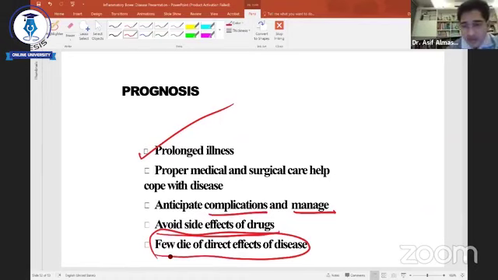So in case of Crohn's disease, it's very important that you do an early diagnosis, prevent complications, maintain remission, and keep the patient under surveillance, because there is always a chance, a rare chance, that this patient may have malignancy in the long term. So keep them under surveillance.